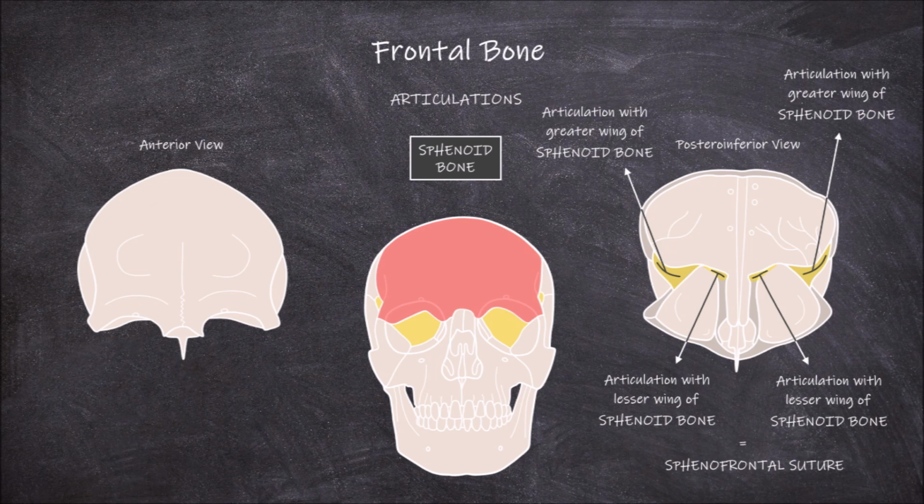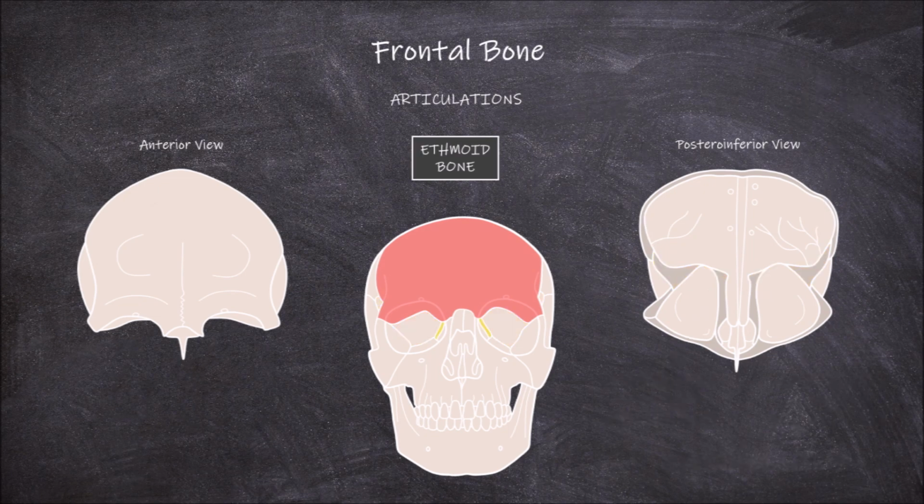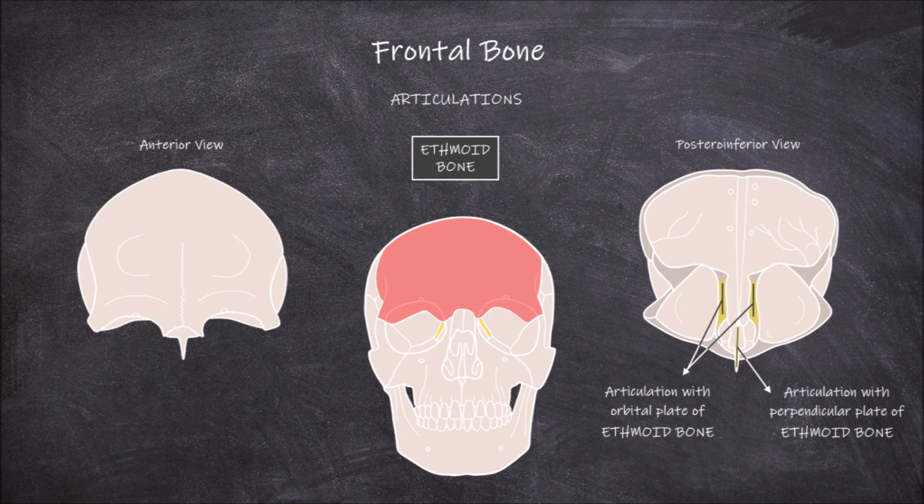The next articulation is with the ethmoid bone. The lateral margins of the ethmoidal notch of the frontal bone articulate with the orbital plate of the ethmoid bone. In addition, the posterior part of the nasal spine articulates with the perpendicular plate of the ethmoid bone. This forms the frontoethmoidal suture.